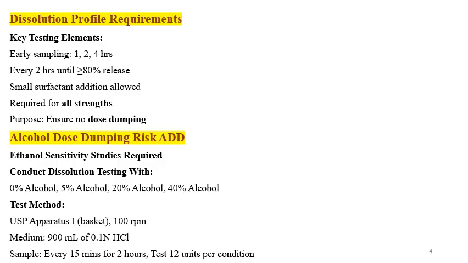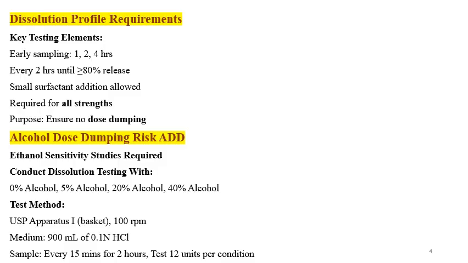Then alcohol dose dumping risk is to be evaluated, and the modified release type of formulations or extended release type of formulations are tested in the dissolution media containing alcohol, because alcohol may dissolve the API or it may dissolve the polymer and it may hamper the release profile, and because of that there may be toxicity or there may be loss of the effect of the drug. So alcohol dose dumping is to be done. Alcohol is used like ethanol. Ethanol is used as the alcohol.